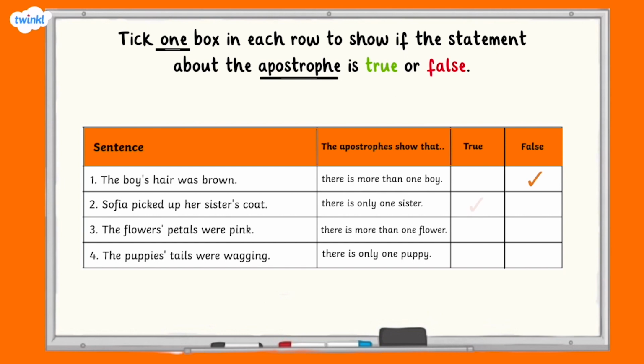The noun sister is also singular in the second sentence, so the answer is true. In sentence 3, the noun flowers is plural, and the apostrophe has been placed after the S. The answer is true. In the fourth sentence, the plural noun puppies has been used, so the answer is false. Well done if you got those right.